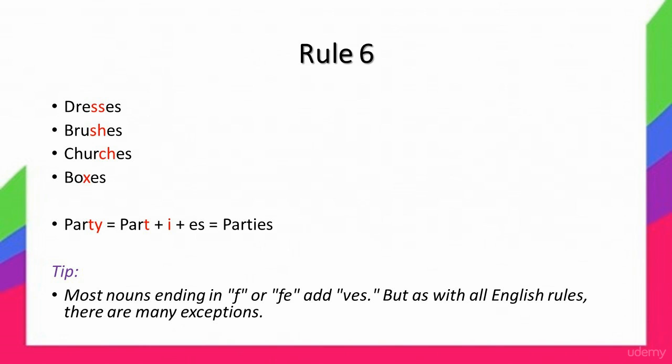If the word ends in a consonant and then a y, change the y to I before adding an es. For example, party becomes parties. A tip here would be, for most nouns ending in f or fe, add ves. But as with all English rules, there are many exceptions.